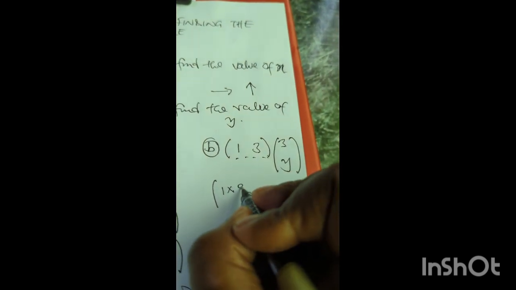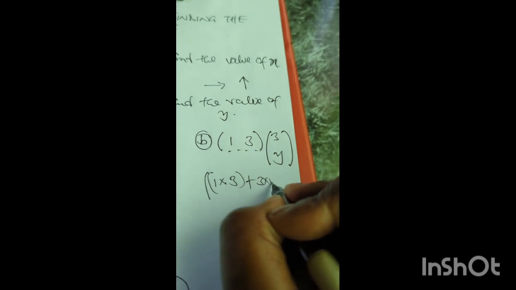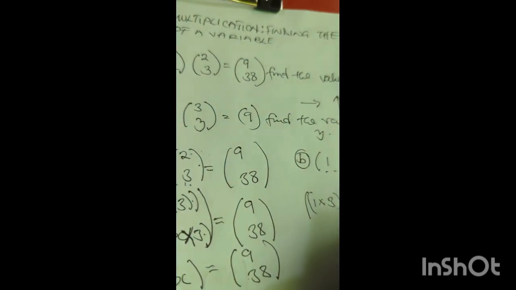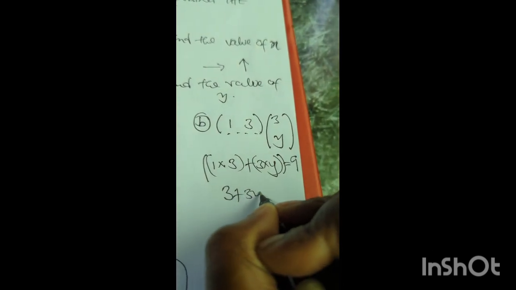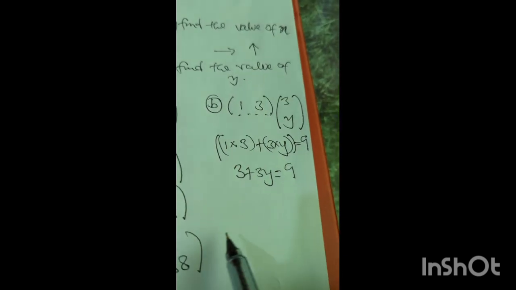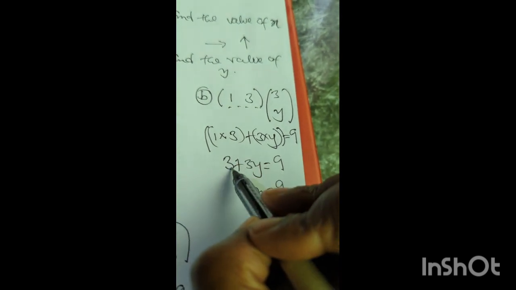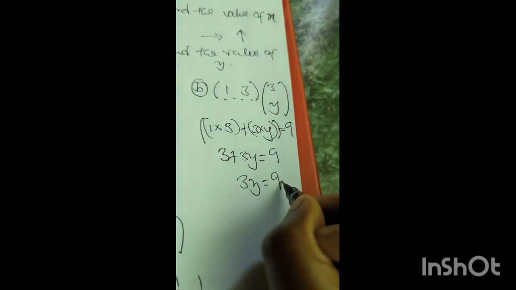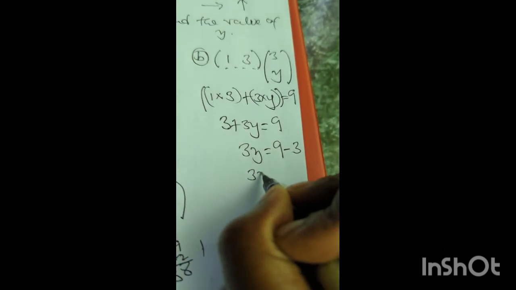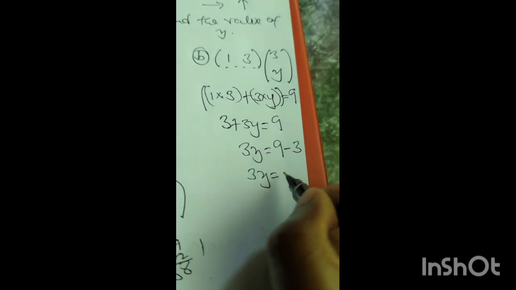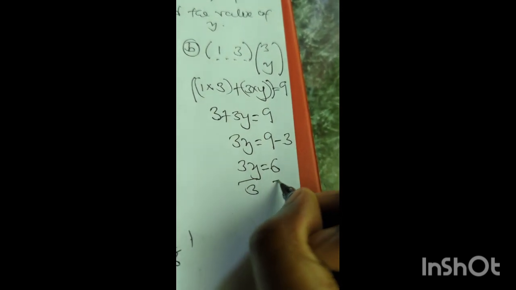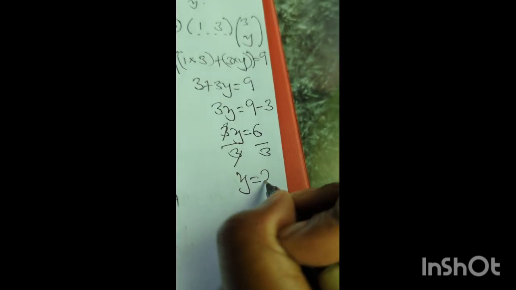1 multiplied by 3 plus 3 multiplied by y. This matrix is equated to 9. So 1 by 3, 3, plus 3 by y, 3y, is equal to 9. We group the like terms together. The 3 will come this side. So 3y is equal to 9, and then this 3 here is positive. When it comes here, it becomes negative. So 3y is equal to 9 minus 3, that will give us 6. Then we divide by 3 on both sides of the equation. How many times does 3 go into 6? That is 2. That is all. Our value of y is 2.